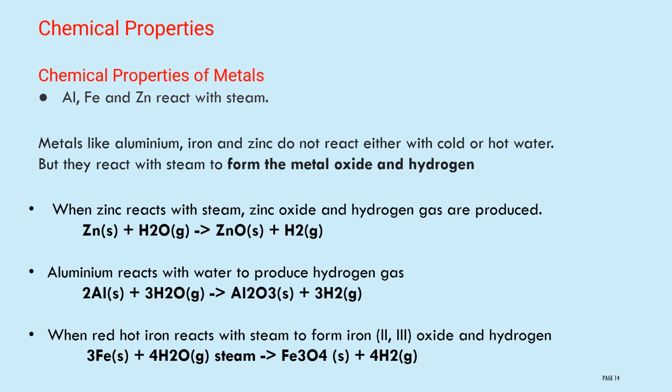Next, chemical properties of metals. Aluminium, iron, zinc react with steam. This point also you have to remember. Aluminium, iron, zinc will not react with cold and hot water. They will react with only steam. Metals like aluminium, iron, zinc do not react with either cold or hot water, but they react with steam to form the metal oxides and hydrogen. They will form their respective metal oxides with the liberation of hydrogen gas.